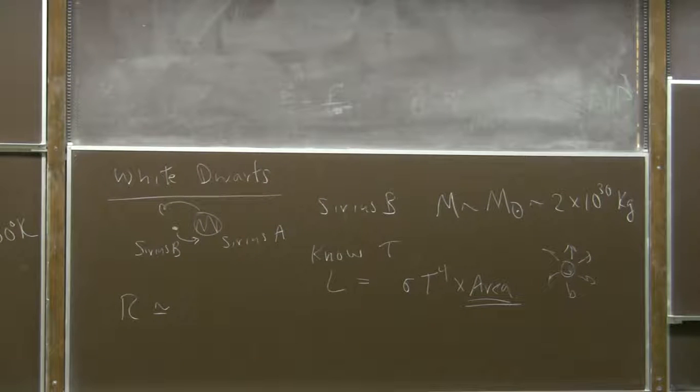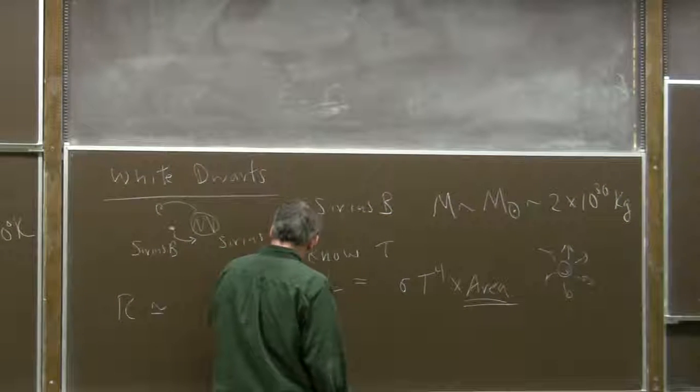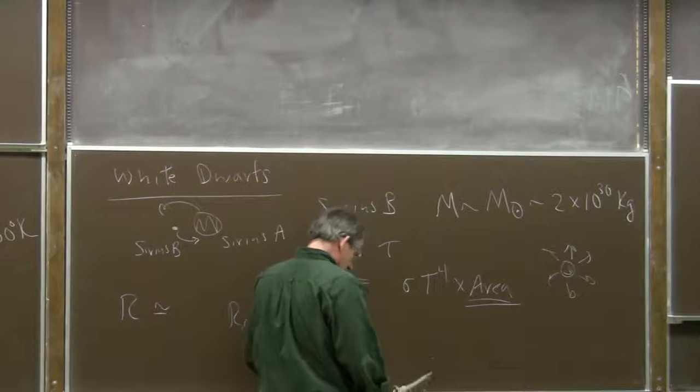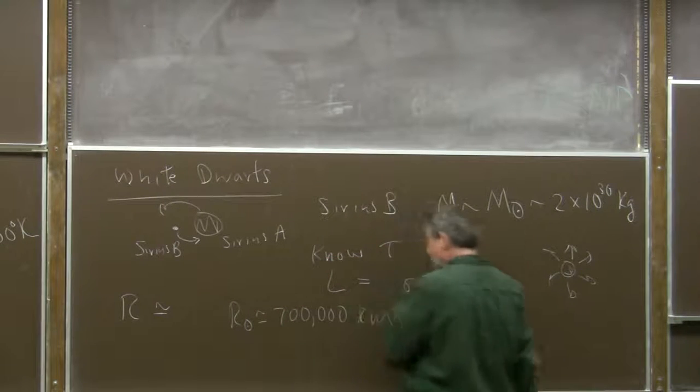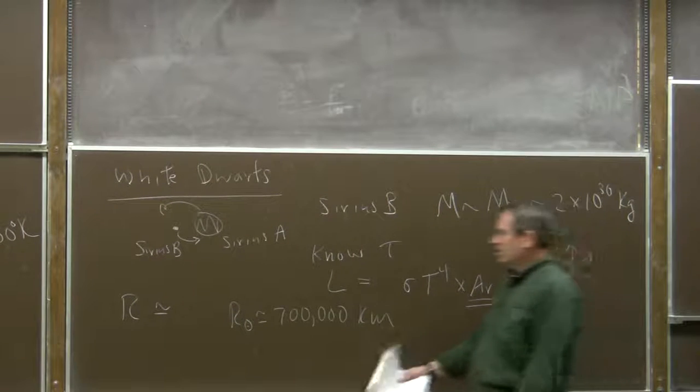Well, how big is the sun? Anybody know how big the sun is? What's the radius of the sun? Yeah, okay, so the radius of the sun is about 700,000 kilometers. And how big is the Earth? Yeah, it's like 100 times smaller.